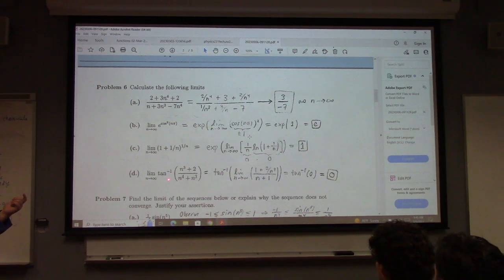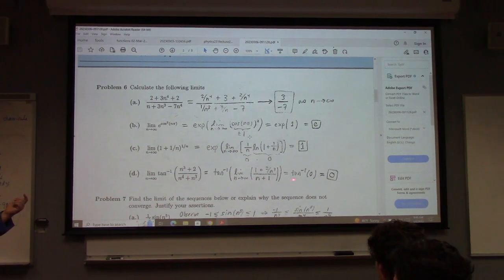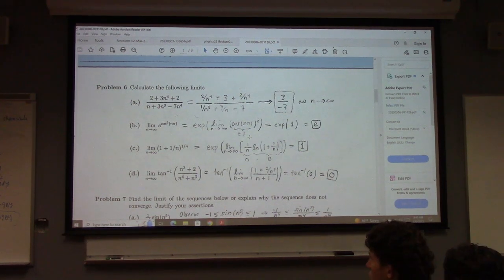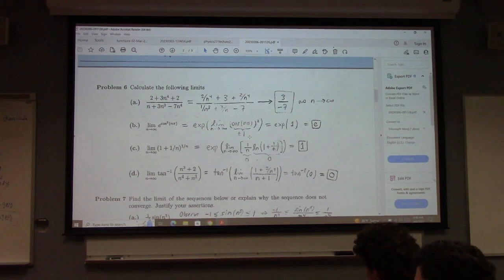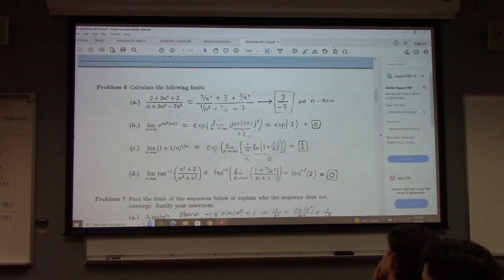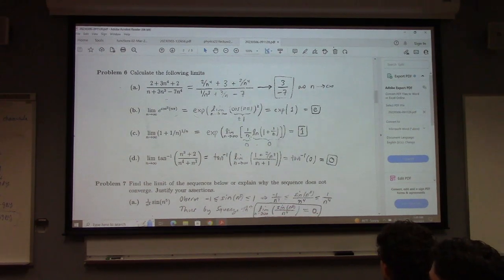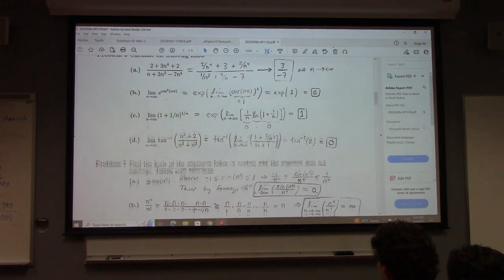Inverse tangent is continuous everywhere, so I can pass the limit inside. And then this character right here, eventually the n to the fourth wins, so that sends this to 0. Inverse tangent of 0 is 0, so that's why that was 0. So for these, we do have to show some intermediate steps. I usually just grade the answer here, but it is conceivable I ask a question where I say show your work.